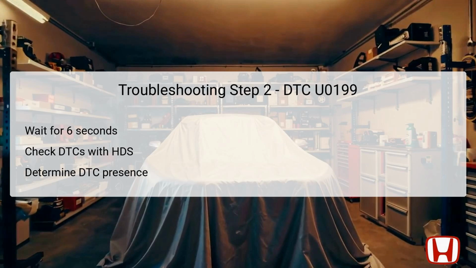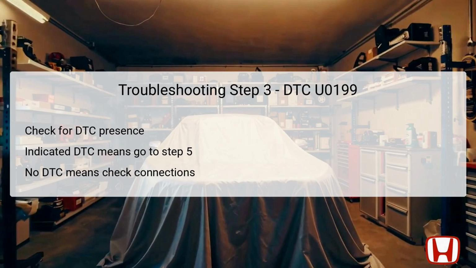After the wait, utilize the Honda Diagnostic System HDS to check if DTC U0199 reappears. If it shows up again, this indicates a persistent issue requiring further investigation. On the other hand, if the DTC does not appear, it might suggest an intermittent failure or a temporary issue that was resolved by the reset, successfully indicating that the system is functioning properly at that moment.